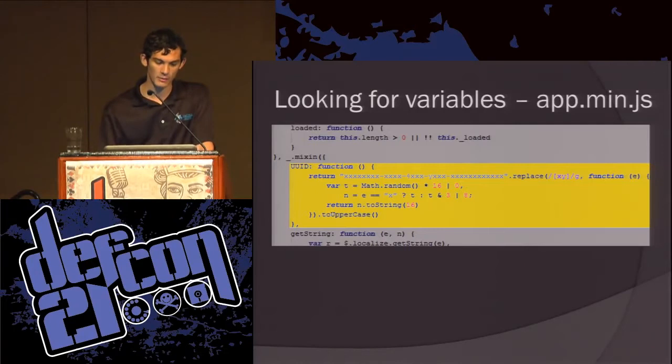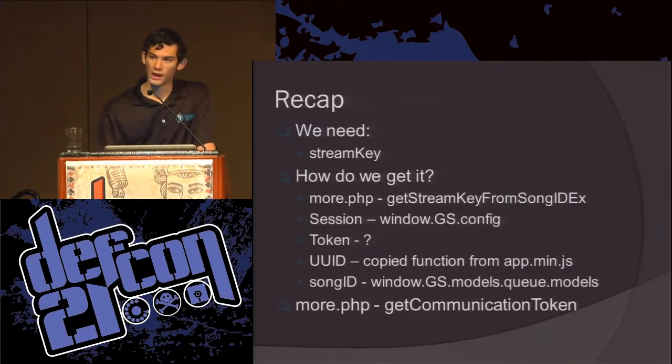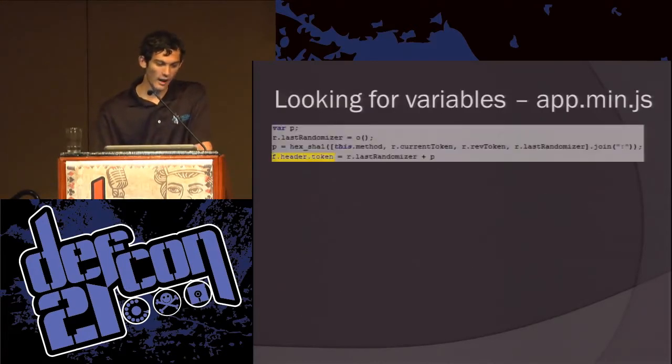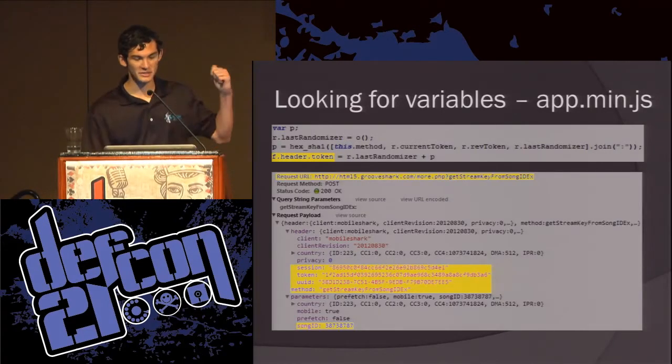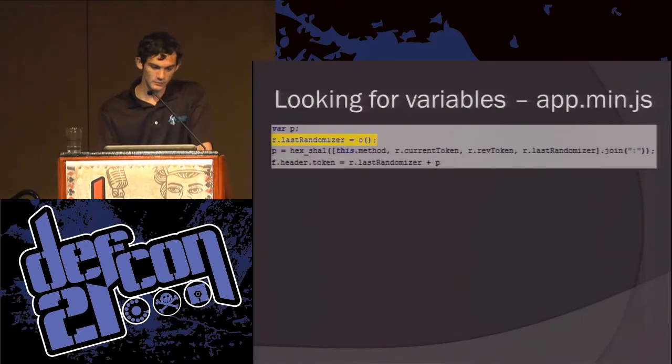So this is an easy copy and paste. Now we're left with token, and this is where it gets a little bit more challenging. So I do a Control F for token, and I find this f.header.token, which turns out to be the token being put into the header of the request that we saw.